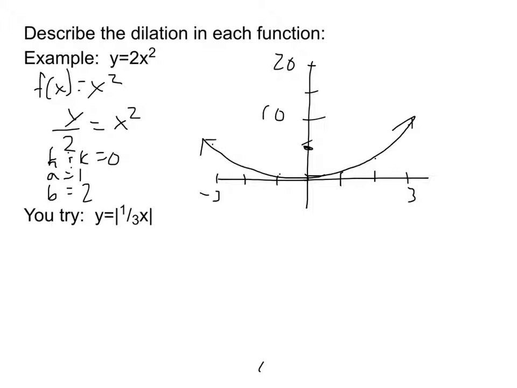So if I was going to take each of these points and stretch them vertically, this was the parent function that I drew. 0, 0. Then we're at 1, 1, because 1 squared is 1. Then we're at 2, 4. Then we're at 3, 9, because I'm just squaring all those. Same thing over here: negative 1 squared is 1, negative 2 squared is 4, negative 3 squared is 9.